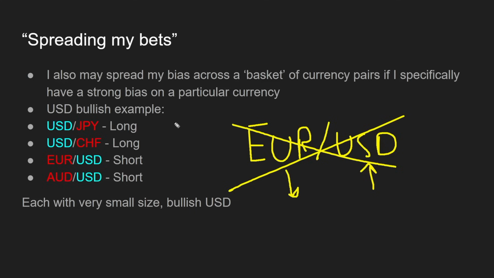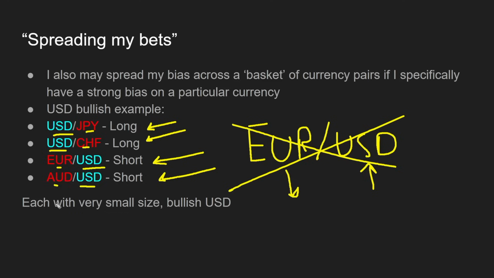What I mean by that is, let's say I'm long dollar yen with small size, but I'm also long dollar Swiss, and I'm also short euro dollar, and I'm also short the Australian dollar against the US dollar. In all of these cases, I'm actually just long the dollar, but spreading it out through many different currency crosses.